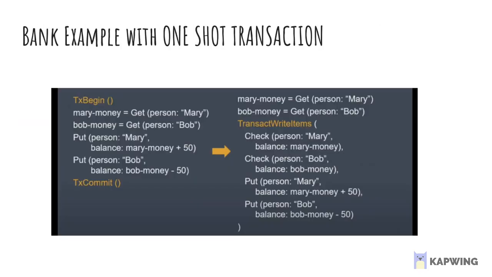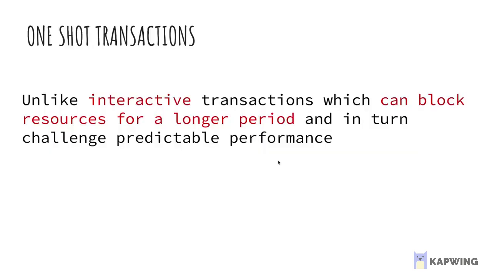let's go back to our example again, right? So there are two persons we are writing to. One is Mary's money that we are writing, and one is Bob's money that we are writing by checking certain conditions. Let's assume these two are on different partitions, right?